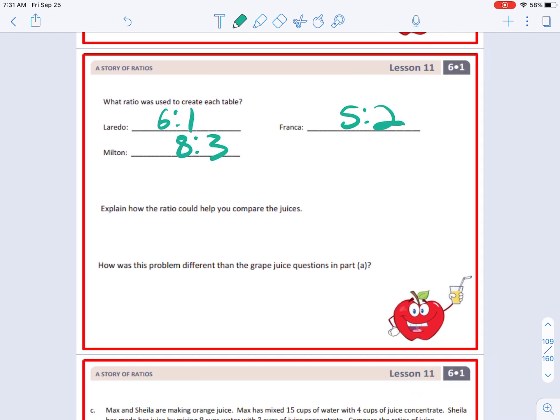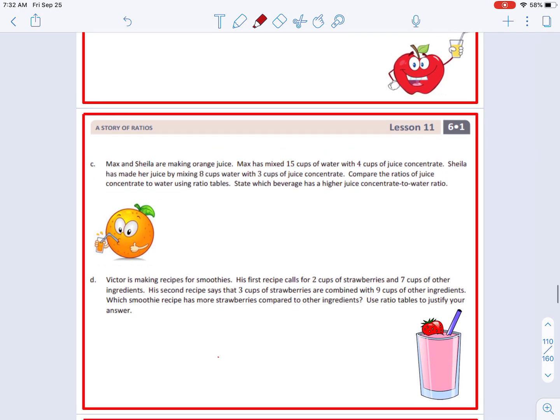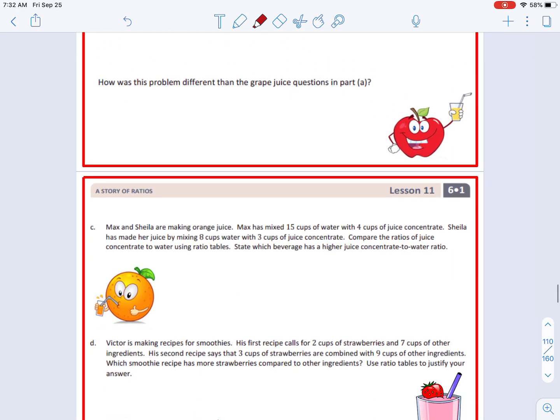How is the problem different than the grape juice question in part A? Well, our ratios weren't going to 1. The simplest ratio wasn't 6 to 1 like it is here. This was 8 to 3 and this was 5 to 2. So we had to do some critical thinking here to figure out what order we were going to put it in.